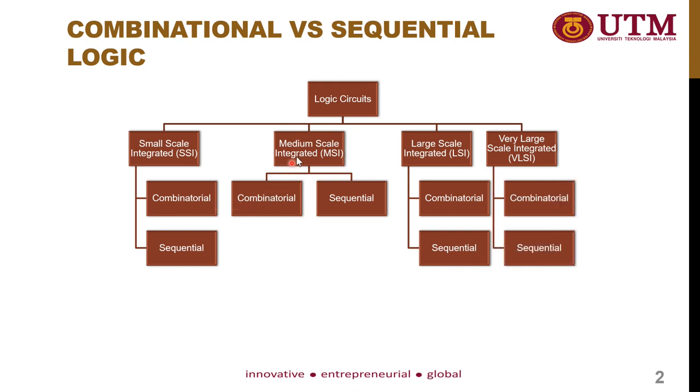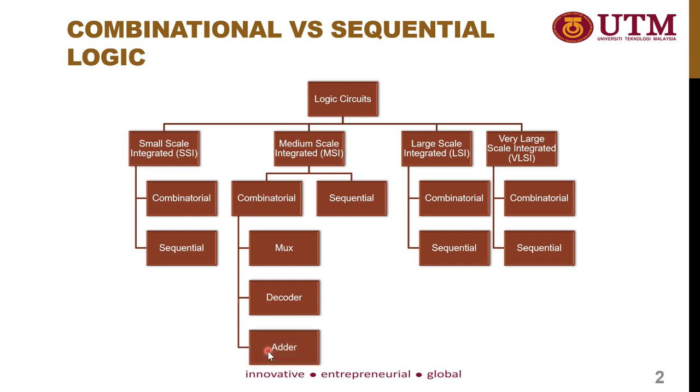As we are learning about medium scale integrated circuits in this subject, for the combinatorial type of MSI, we have the multiplexer, the decoder, and also the adder. And for sequential type MSI, which we will learn in this chapter, it is related to the latch and also flip-flop. So what are actually the differences between the combinatorial and the sequential circuit?